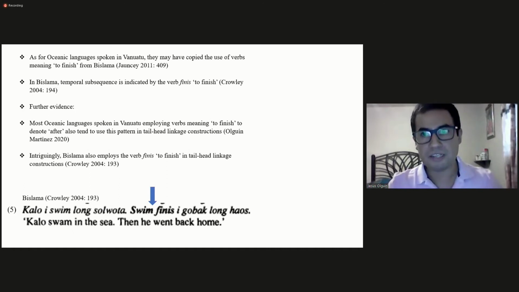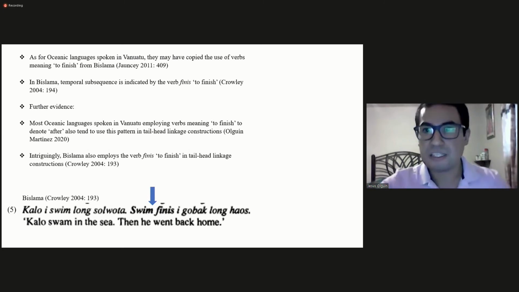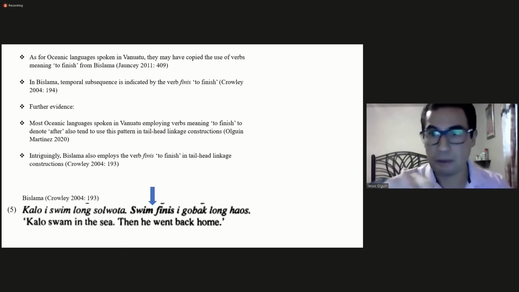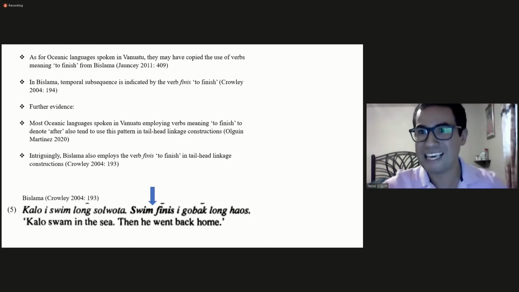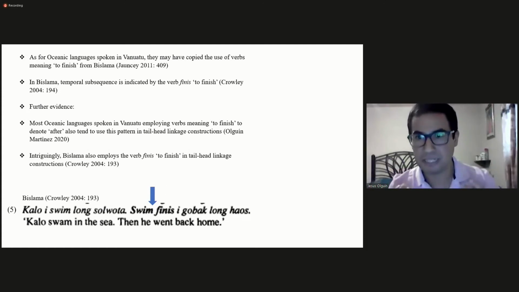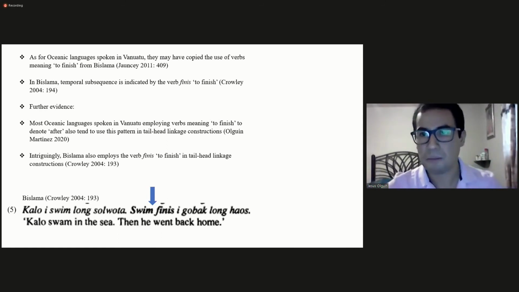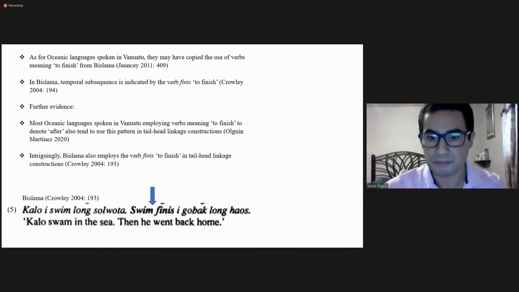So this is something again that I would like to address in more detail, but it's important to mention it here. That is, languages may have copied this pattern by means of native material. That is, speakers of Oceanic languages spoken in Vanuatu didn't copy exactly the verb meaning to finish, but rather by means of native material, they copy the very same pattern that is found in Bislama. At least this is probably what is occurring here.